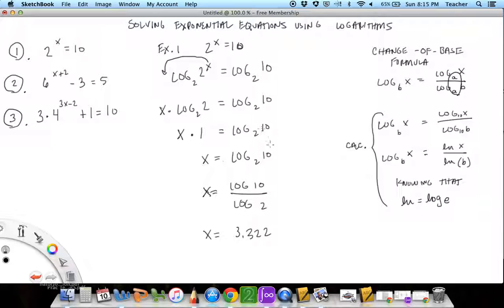And so that's the basis of what we're trying to accomplish, and you'll notice that we do take log base 2 because that is the base of my exponential function. That's where the x exists, up there.